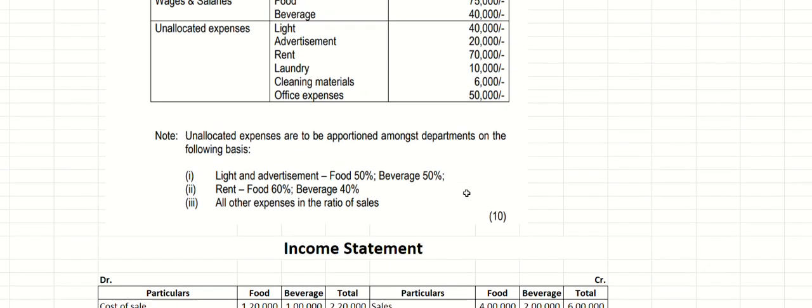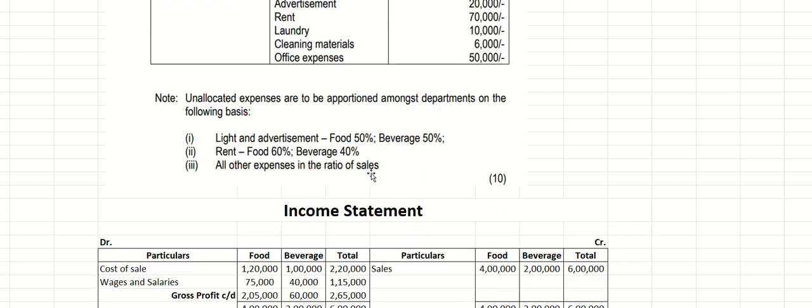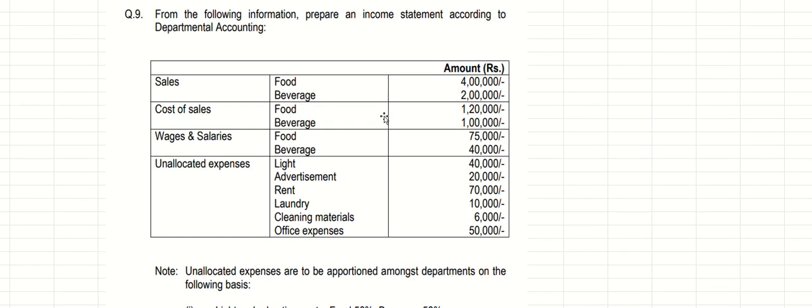Now, once again, we can go back and see the unallocated expenses. We have some unallocated expenses here. What to do with it? Yeah, we will always remember there will be a note given: unallocated expenses are to be apportioned. So this is the area called cost apportionment. There was cost allocation and cost apportionment.